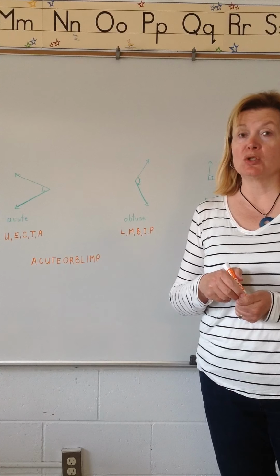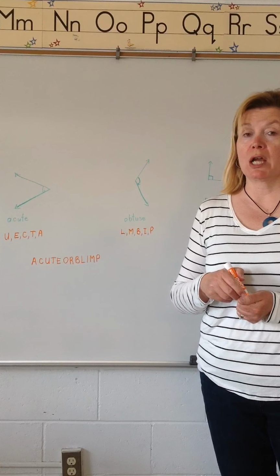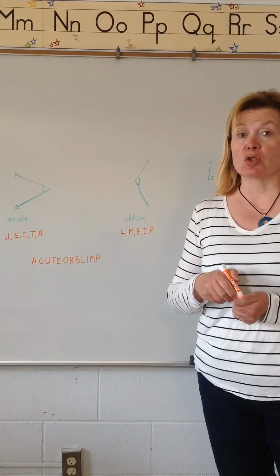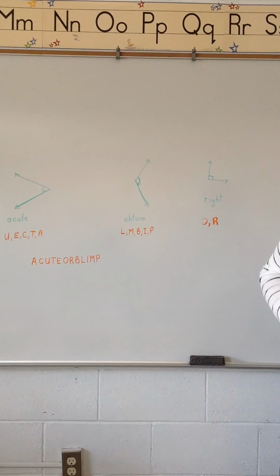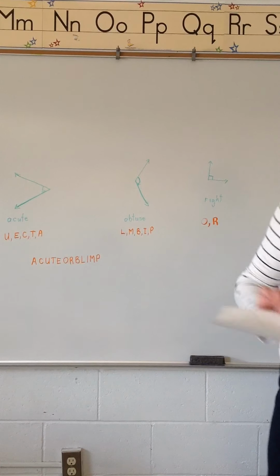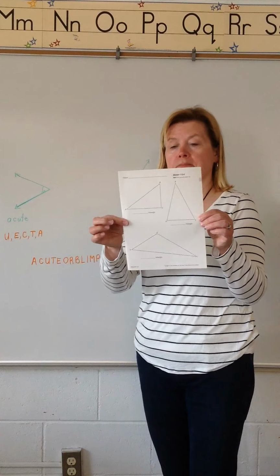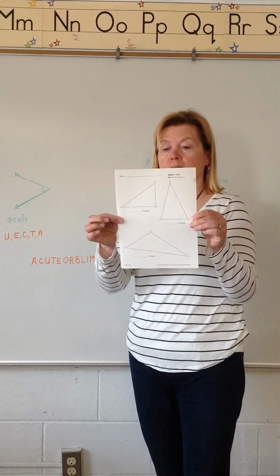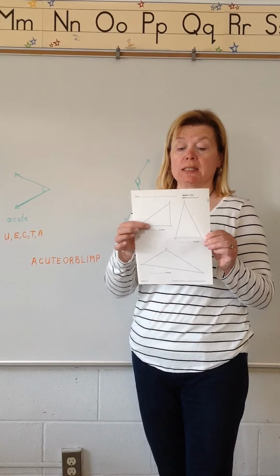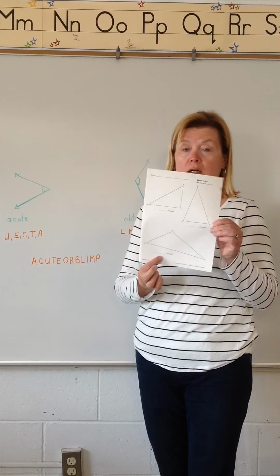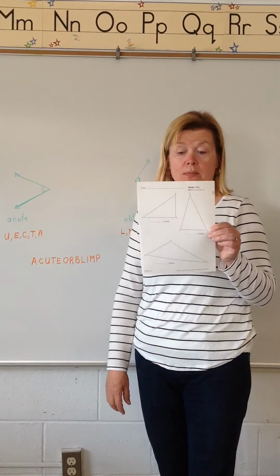Next, we're going to need Master 113-2. It has 3 triangles on it. Looks like this. Our job now is to label each triangle with its correct name.